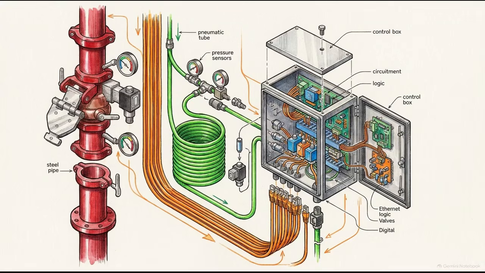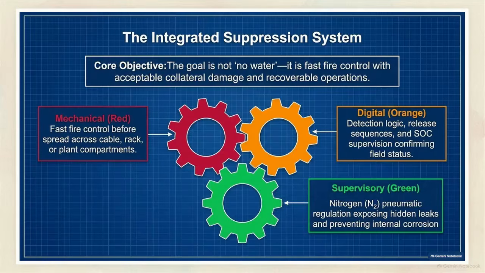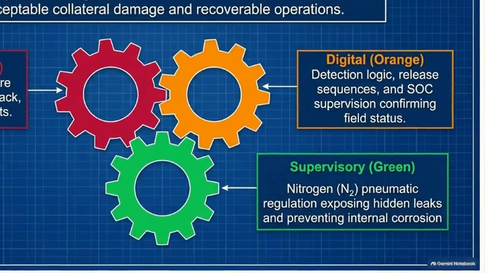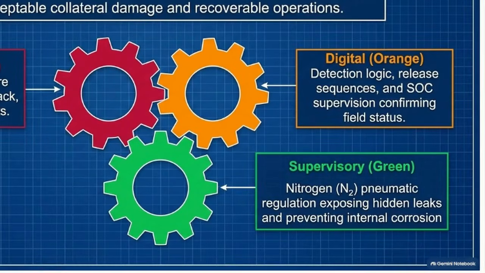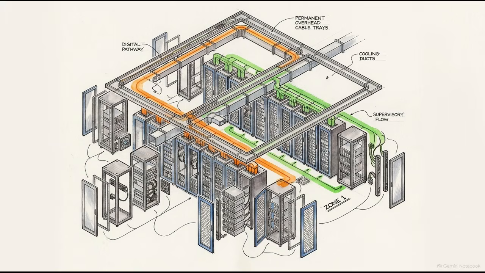Modern fire suppression requires piping, pneumatic nitrogen, and digital logic to function as a seamless entity. This integrated system relies on three interdependent gears. The mechanical piping layout controls a fire before it spreads. The supervisory nitrogen regulation prevents internal pipe corrosion. The digital gear handles detection logic and security operations center status supervision. This mechatronic triad is mapped physically across the data center floor plan to create distinct protection zones.